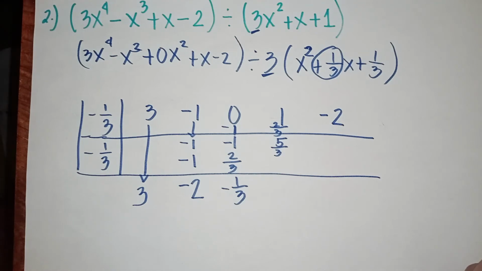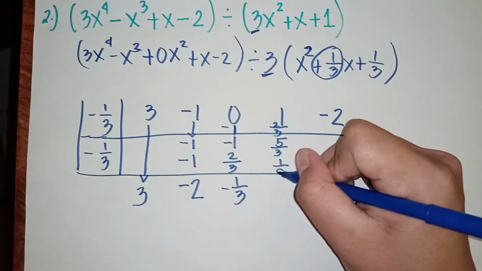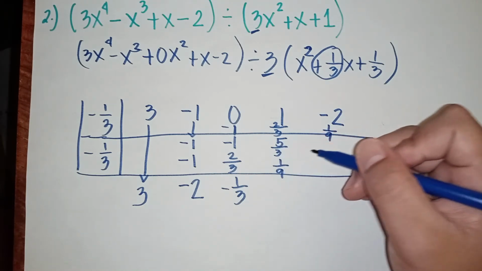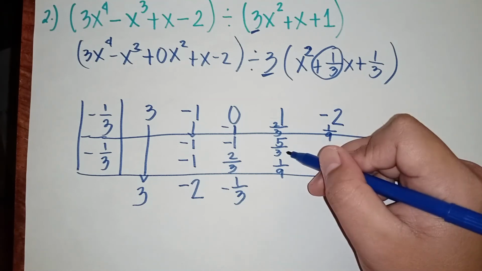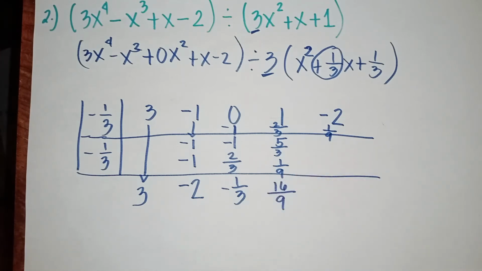Okay? Next, multiply this to negative 1/3, that is positive 1/9. Okay? This is also positive 1/9. So, 5/3 plus 1/9. So, this is 9, 15, 16 over 9. Okay? So, paano nag-16 over 9 mga boss? Kuhanin nyo lang yung LCD plus 1/9. The LCD is 9. So, 9 divided by 3 is 3 times 5 is 15. 9 divided by 9 is 1 plus times 1 is 1. So, 15 plus 1 is 16 over 9.